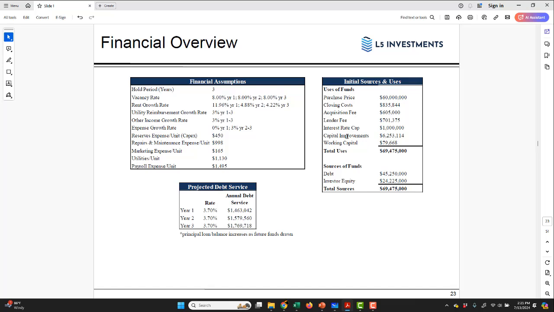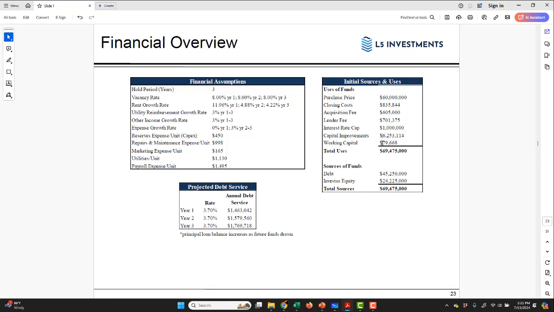Capital improvements. So we talked about rehab, right? This capital improvement budget is going to be to fix up some of the units. Maybe they want to paint the outside. Maybe they want to put in a gym. You'd have to read the entire business plan to see what they're going to do with this 6.2 million. But this is essentially a rehab budget. Okay, this is to improve the property.